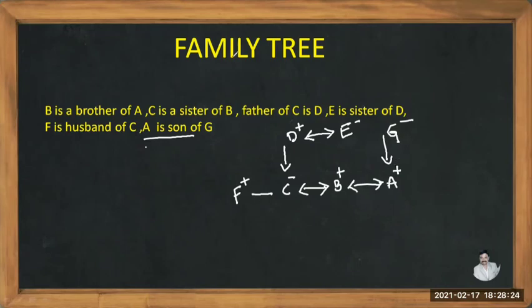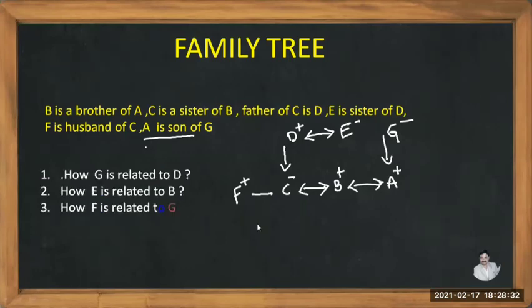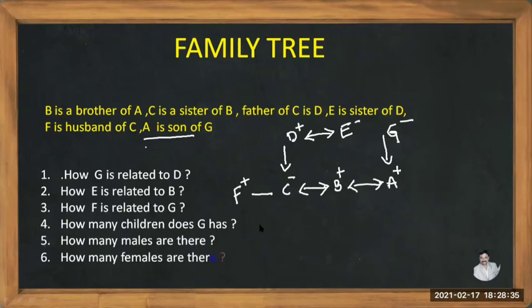By using this family tree, we need to answer all the questions. Let's see all the questions now. We can frame many questions with only a single data. By using this complete family tree, we can answer all these questions. Let's see how G is related to D. We have just discussed it already: D must be the husband of G, then G must be the wife. So the answer is wife.